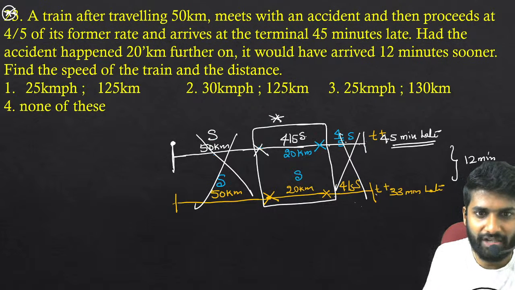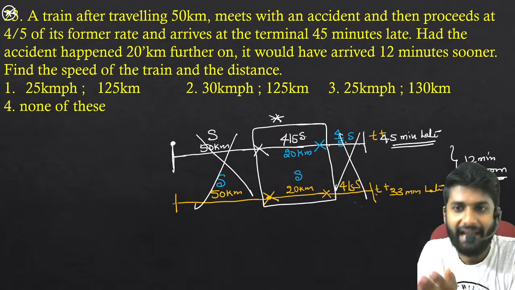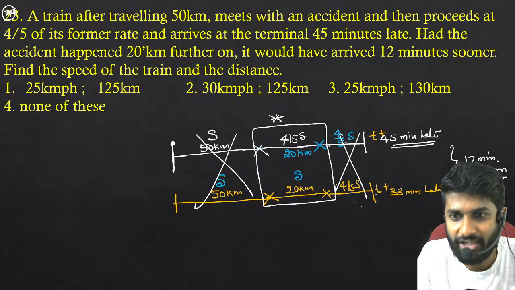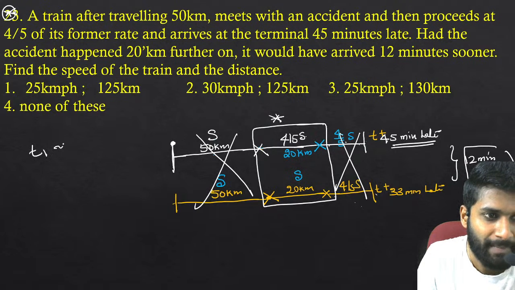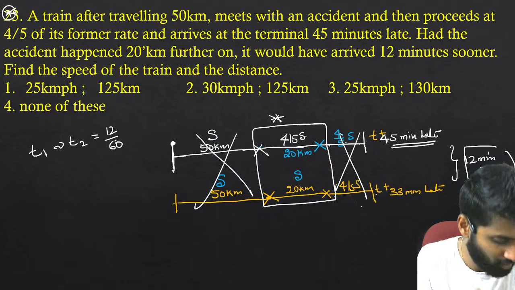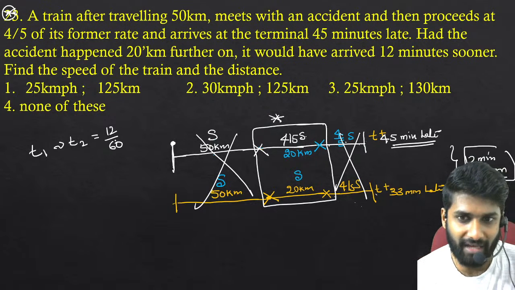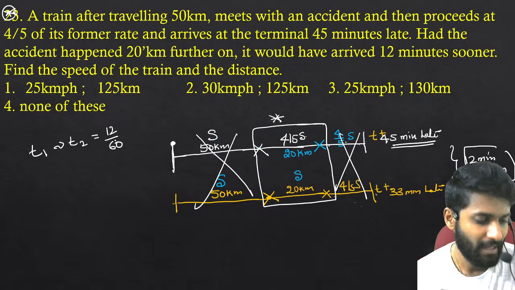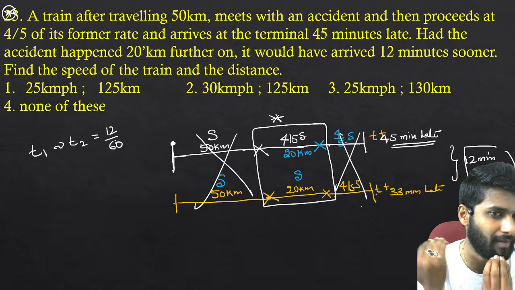Why is it 12 minutes sooner? Because the accident happened 20 kilometers further, it reaches 12 minutes sooner. Now what I mentioned, 12 minutes sooner, means the difference of timing is exactly equal to 12 minutes converted into hours, divided by 60. That is the pattern. 12 minutes sooner means the difference of timings. Now for the above equation and below diagram, the difference of timing is exactly equal to 12 minutes converted into hours, that is equal to 12 by 60.